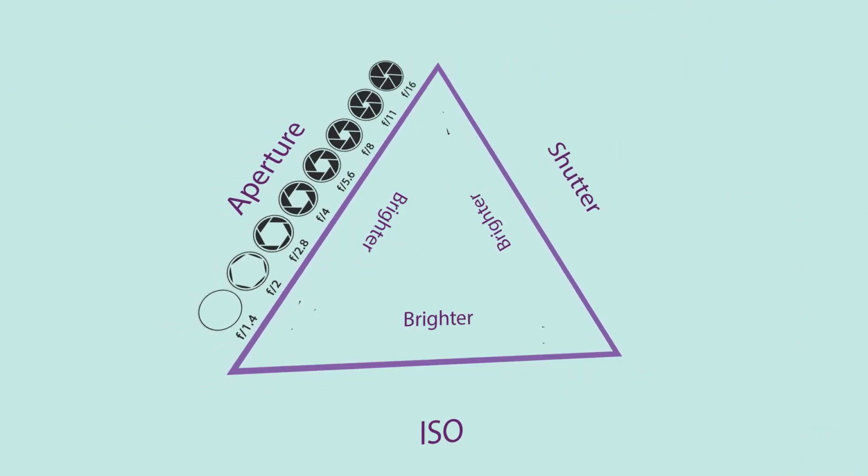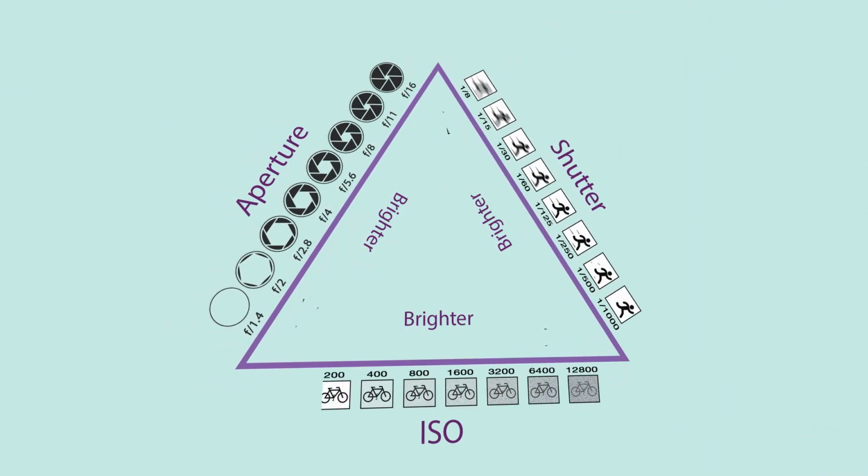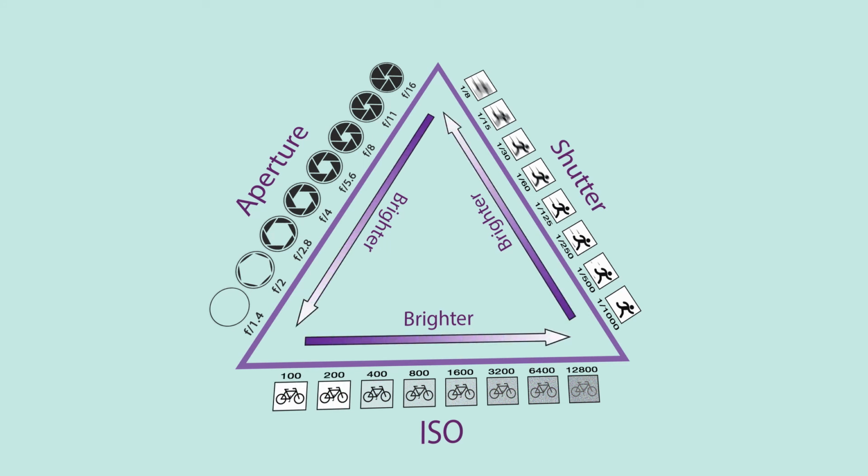Now, the interesting thing is these three vertices are really interconnected. What I mean is, if you want to expose a really bright scene and your ISO cannot go below 100, what you can do is change your shutter speed or aperture to expose this image. Likewise, if you want the image to have a shallow depth of field or bokeh, you can reduce the aperture number. That is done at the cost of brightening up the image, which you can fix by changing the ISO or the shutter speed.